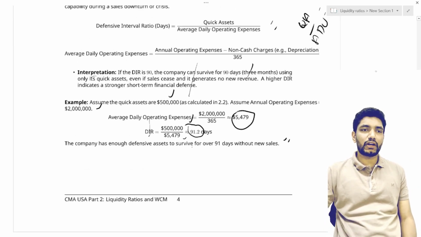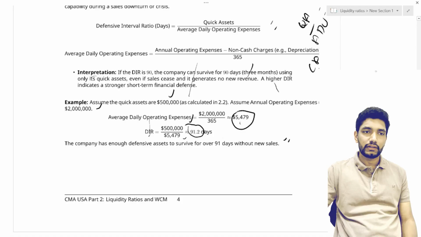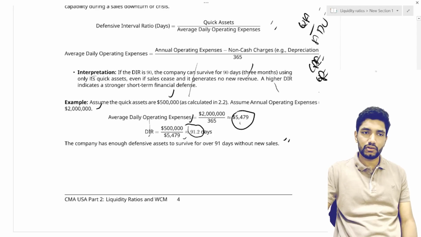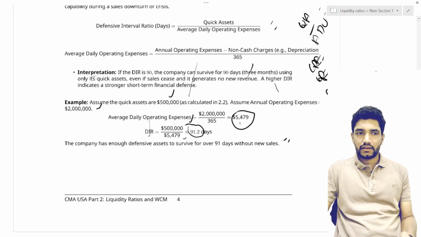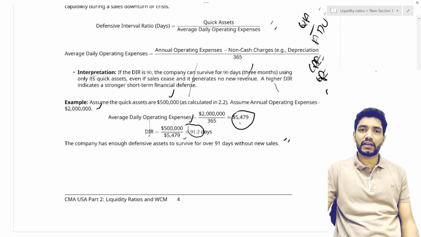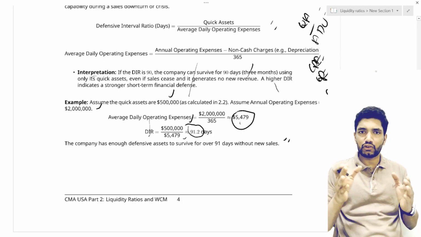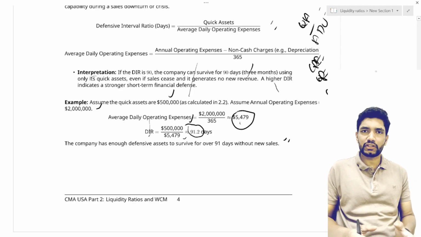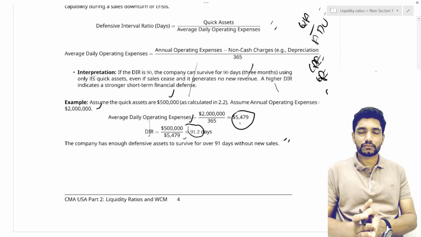So the key ratios we discussed today: the first one is the current ratio, that is current assets divided by current liabilities. Then the quick ratio is quick assets divided by current liabilities. Then the cash ratio, cash and cash equivalents divided by current liabilities. Then the cash flow ratio, which compares the operating cash flow with the current liabilities.